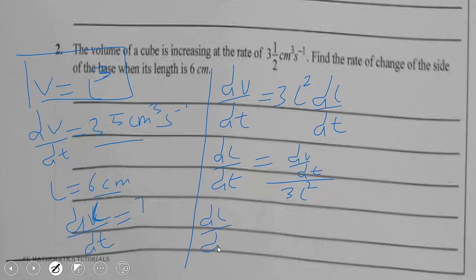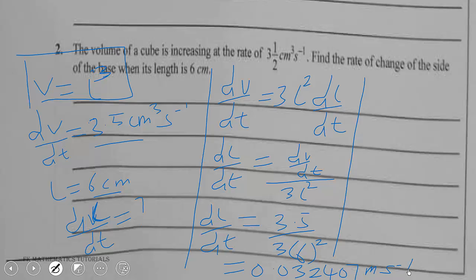So dL/dt will be equal to 3.5 over 3L squared. So the L is now 6. So when we simplify this, we get 3.5 divided by 3 times 36. That will give us 0.032407 meters per second. Or to 4 decimal places, we are going to have 0.0324 meters per second.